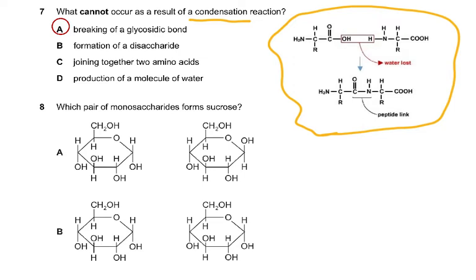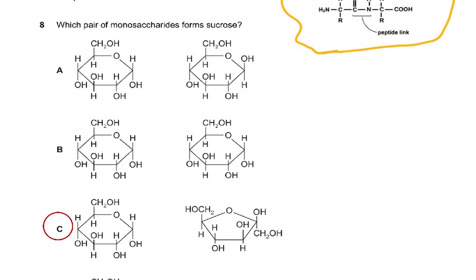So basically a bond has to be, condensation is the removal of water, but it says what cannot occur. So a bond is actually formed. A glycosidic bond will be formed. So what cannot occur as a result of condensation is breakage, because it's usually the bond that is formed during condensation reactions.